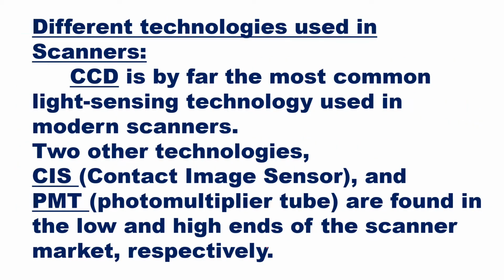Then what are the technologies used? In most of the scanners, on an average, CCD technology is used to convert light energy to electrical energy. The two other technologies which can be used are CIS, that is contact image sensor, and PMT, that is photo multiplier tube. They are also found in a few scanners.